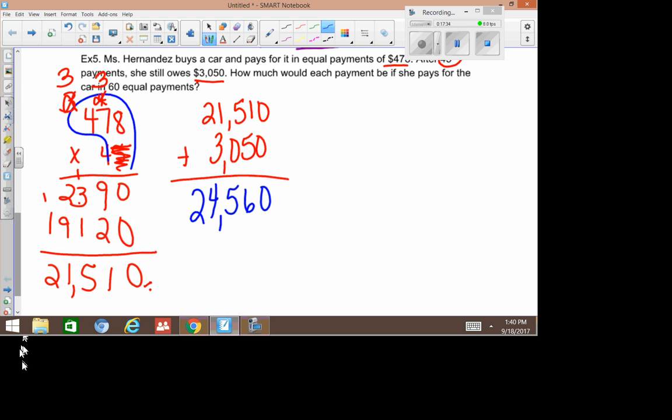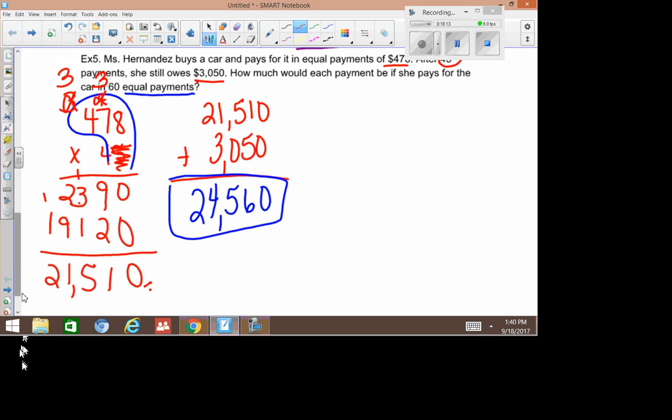So, Jack, this is how much that she actually was going to pay for that car. It says how much would each payment be if she pays for the car in 60 equal payments. So a payment, what does a payment do to my total price? It divides it up. A payment makes it easier because I don't have to pay all of this big lump at one time. I'm going to pay this month, I'm going to pay next month, so you can actually afford it, okay?